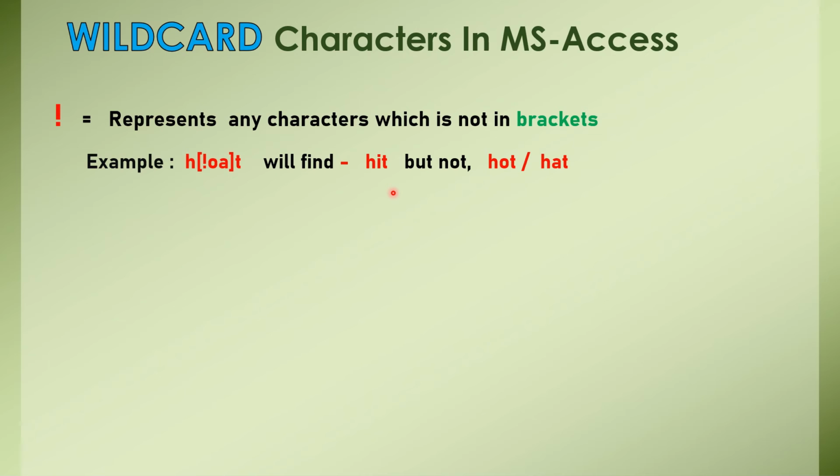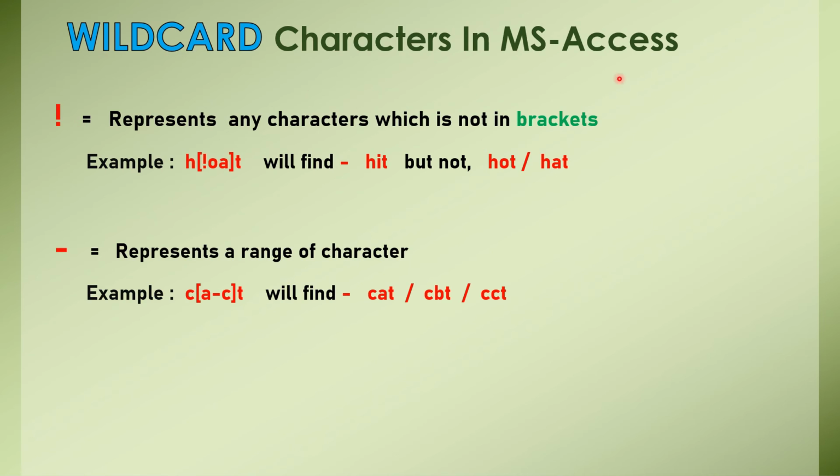There are 26 characters in our English alphabet, right? So 26 minus 2 means 24. So you presently have 24 possibilities. It represents any characters which are not in the brackets. So if you want to separate this hot and hat, then you can write something like this. I hope you got it. This is also a very interesting and very useful wildcard character in MySQL or MS Access.